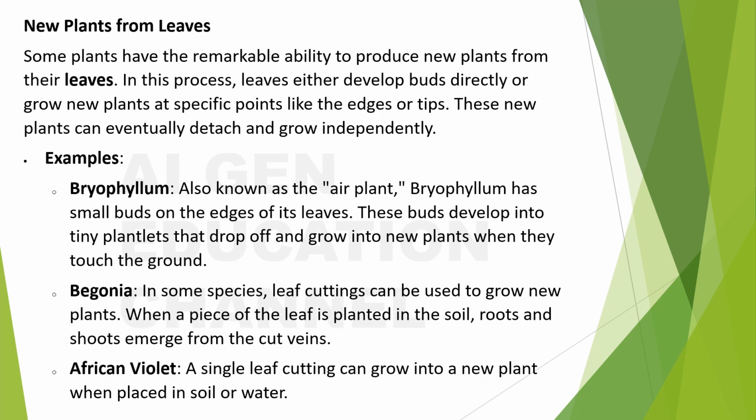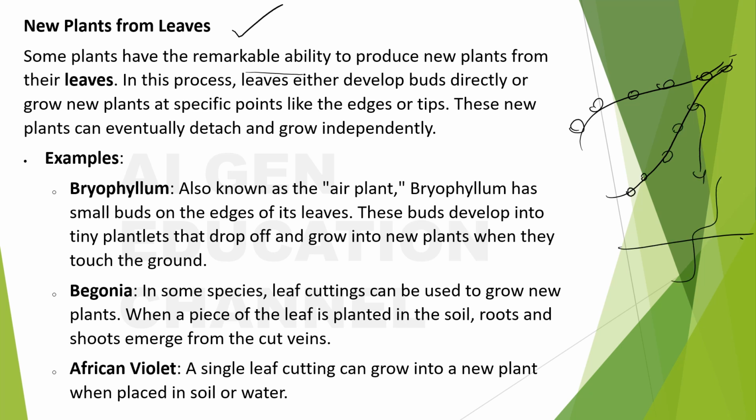Next, we have seen about new plants from leaves and how some plants have this remarkable ability to produce new plants from their leaves, right? So usually what happens is the leaves will develop small buds and these budlets will grow into tiny plantlets which eventually fall off onto the soil and new plants will grow. What are the examples? Bryophyllum, also called as air plant, right? And begonia and African violet. As I have mentioned, even a single leaf cutting will grow into a new plant. How good it is, right?